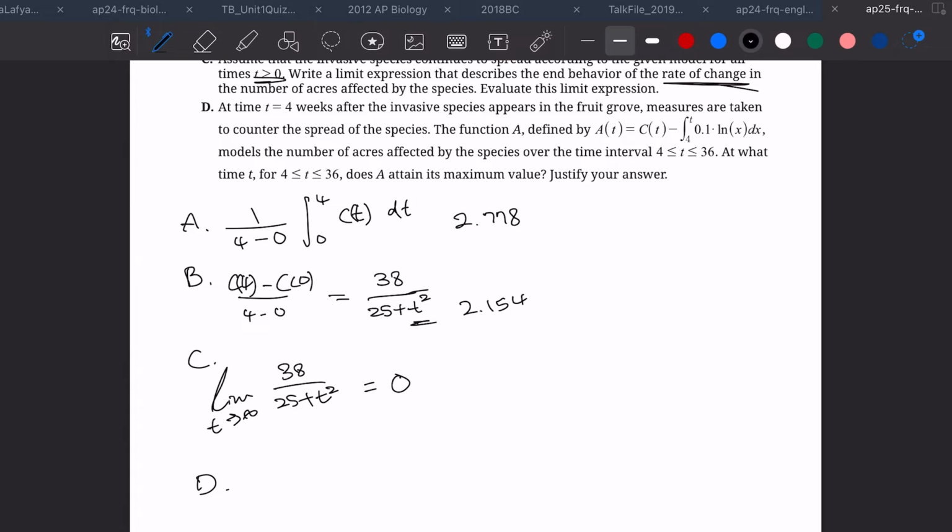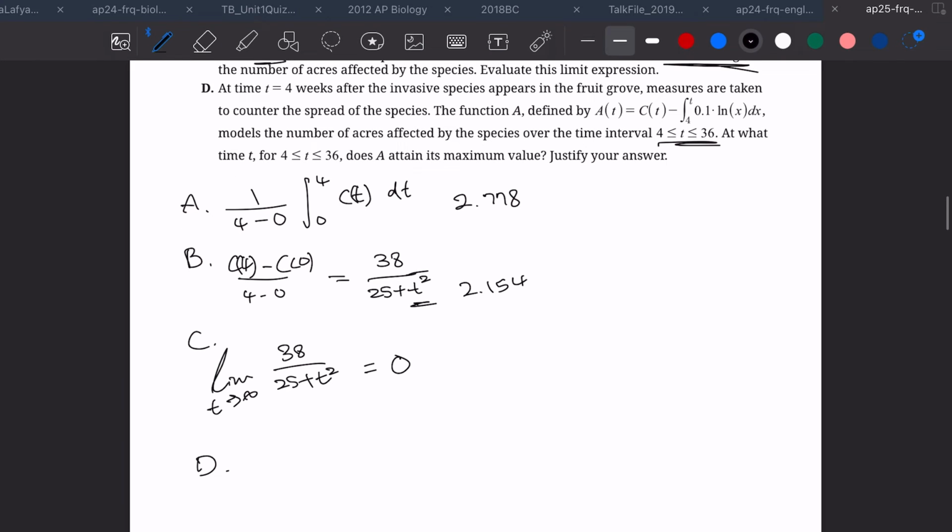D. At time t equals 4 weeks after the invasive species appears in the fruit grove, measures are taken to counter the spread of the species. The function a, defined by a of t equals c of t minus an integral, models the number of acres affected by the species over the time from 4 to 36. At what time does this attain its maximum value?